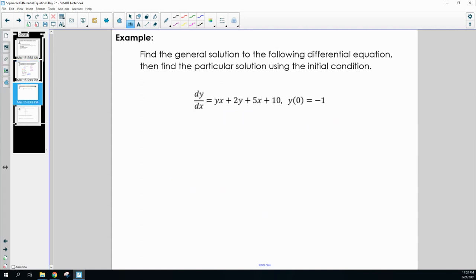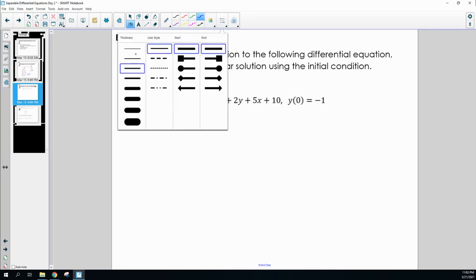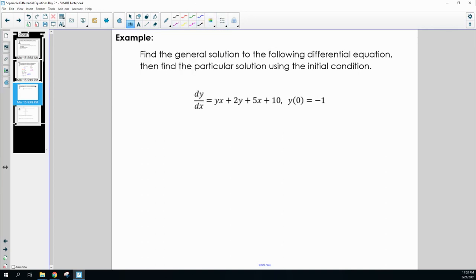Okay, let's look at another example here. All right, so this one looks a little bit complicated because there's a lot going on here. So we have to, again, find the general solution, then use the initial condition to find the particular solution. So I need to get the y's on the same side. Well, we have a little bit of an issue. I can't just subtract this 2y because I have another y here, but this y is attached to the x.